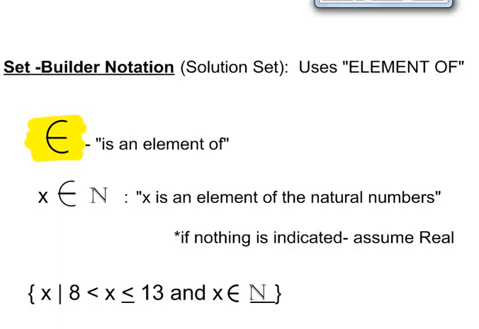Now we're talking about set builder notation. Also, another word for that would be solution set. It uses the element of symbol. Element of is highlighted in yellow. It's a symbol that represents belongs to, or is an element of. So when I look at X and then that symbol N, X stands for all numbers, any number that we're talking about.